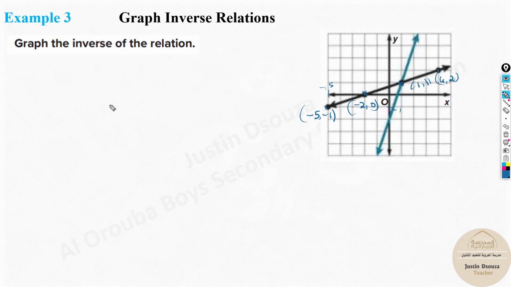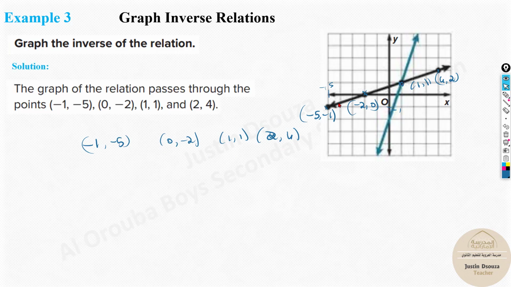These are the answers. So the inverse of these would be minus 1 comma minus 5. The next one would be 0 comma minus 2. 1 and 1 does not change. Look at the inverse graph which is drawn. The point 1 will remain the same, as with 1 1, 2 2, 3 3. Even if you swap it, it's going to be the same point. And the last one is 2 and 4. These are the inverse relations over here. It's just that we are taking it from the graph and writing the inverse.